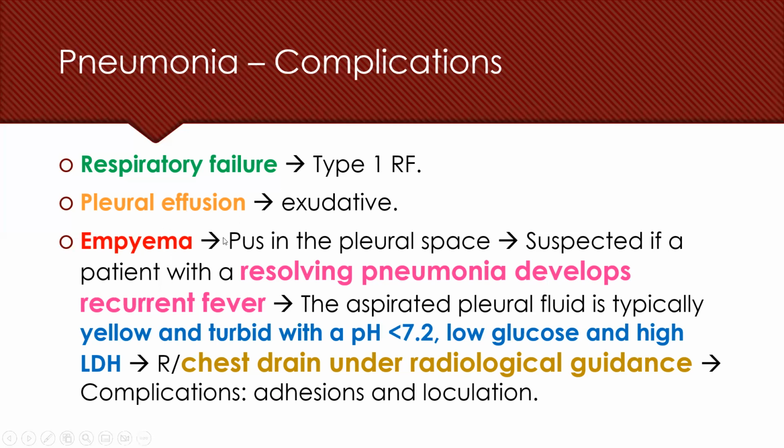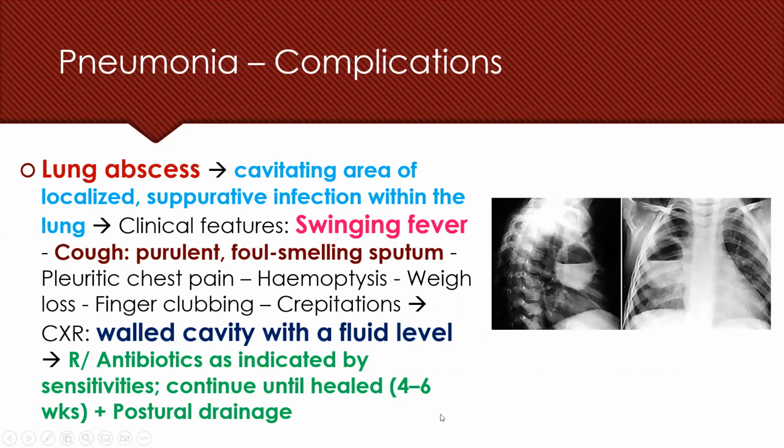The treatment of empyema is by chest drain under radiological guidance, and we do culture and sensitivity. We give antibiotics accordingly, and the complications may include pleural adhesions or loculations. Lung abscess is a very important complication of pneumonia and is usually defined as a cavitating area of localized suppurative infection within the lung. This is a cavitating area, as you can see, with a suppurative infection within the lung.